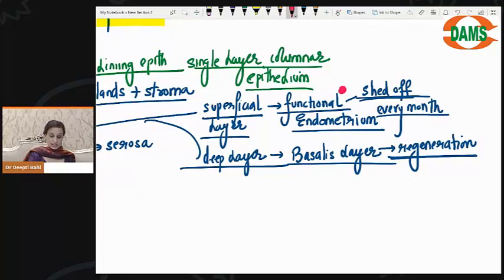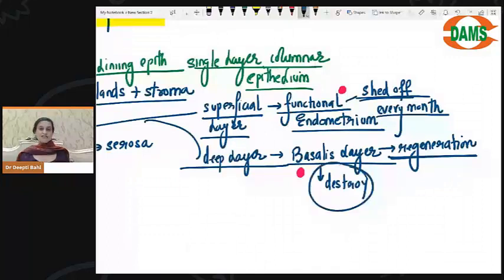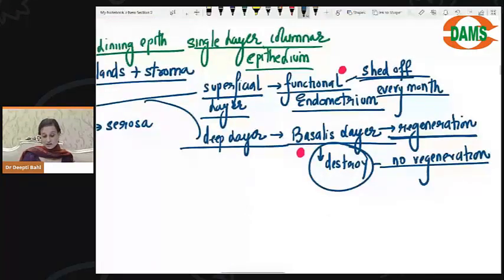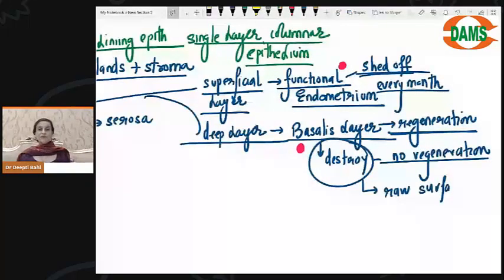Application. Let's see who can answer. Let's say I have done a procedure on my patient and I have destroyed the basal layer as well. What will happen? Can you tell me? There will be no regeneration. So the endometrium will not be able to form again, and the endometrium will now be a raw surface. Yes, it will simply be a raw surface.